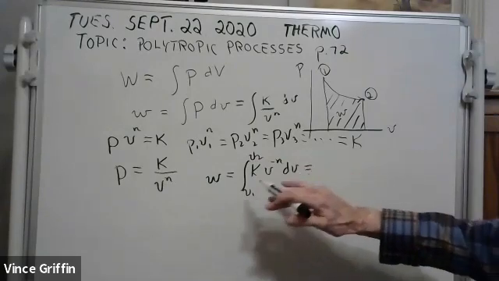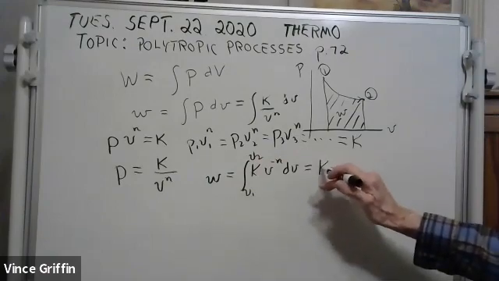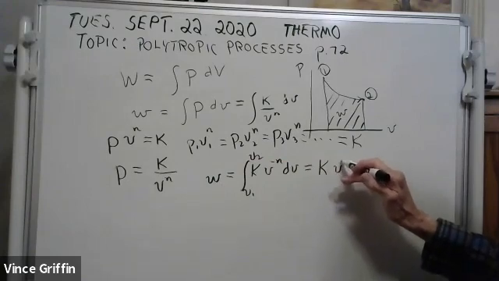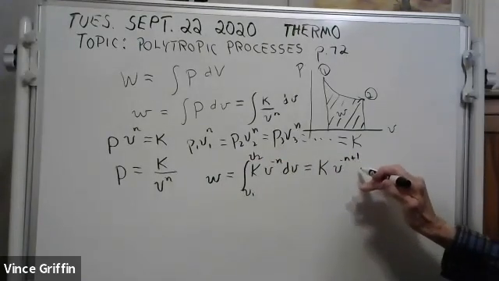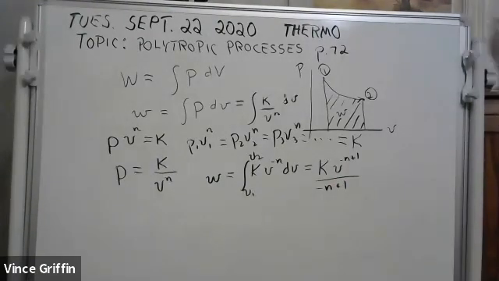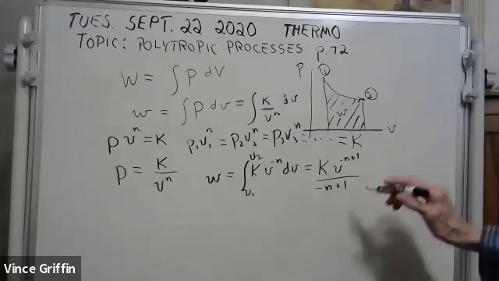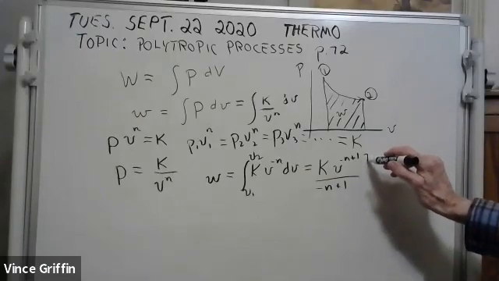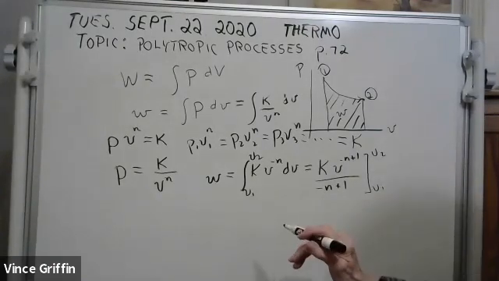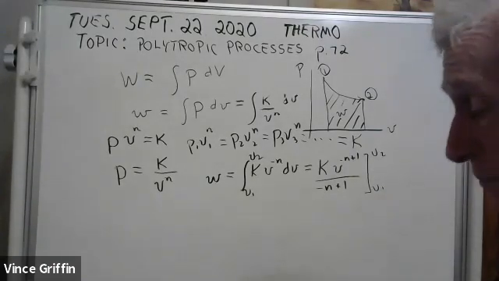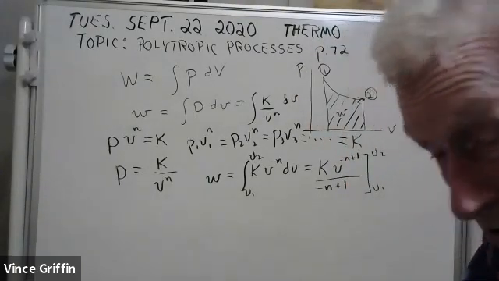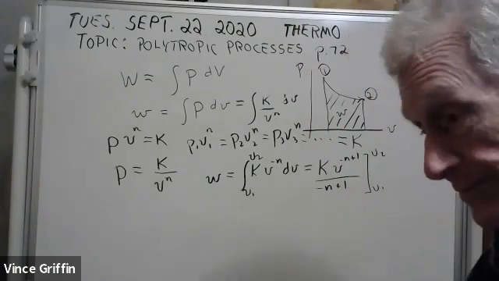Now, when you integrate this, you could pull the k out. It's just a constant. And when you integrate that, I get v to the minus n plus 1 divided by minus n plus 1. Now, if I lost anybody, just speak up. Now, the thing is, you got to put in these units. Okay, we're almost done, and we're going to have the work of a polytropic process, which includes thousands of different processes.